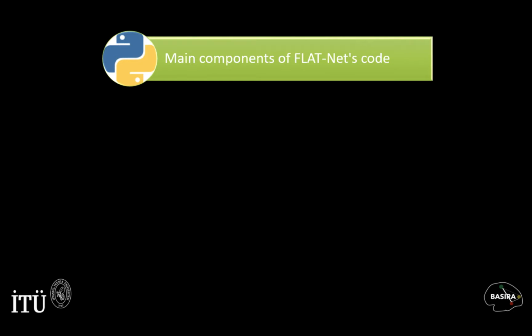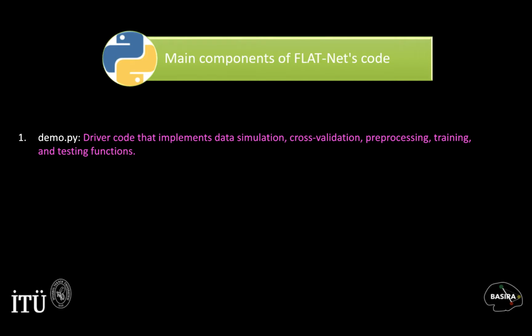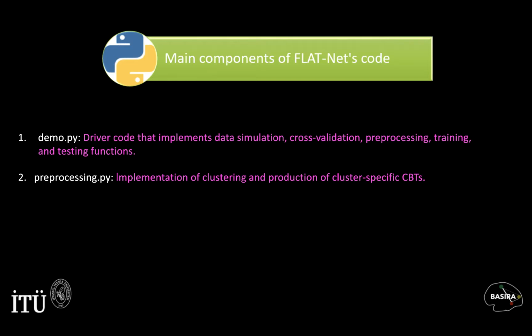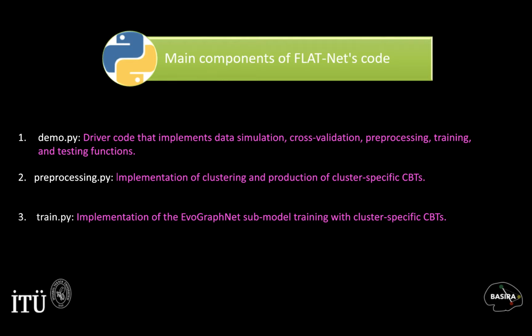Our framework's code consists of four main code components. First, the demo.py is the main code that implements data simulation, cross-validation, pre-processing, training, and testing functions. Next, preprocessing.py implements clustering and cluster-specific CBT generation. Next, training.py implements the training of n EvoGraphNet submodels with n cluster-specific CBTs. Finally, in test.py, we implement the submodel selection and testing.